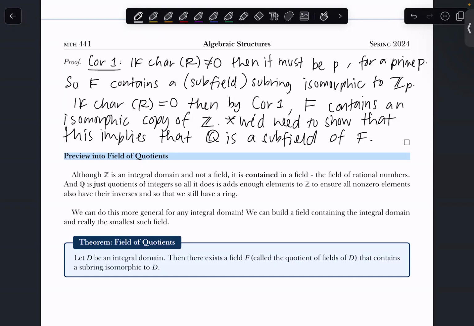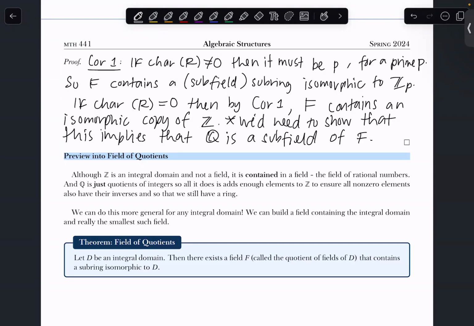Right, but generally we can do this if we have an integral domain. We can build this field of quotients that contains the integral domain, is a field, and it's the smallest field that contains it. Anything else that contains that integral domain and is a field has to include our field of quotients here. So really that's what this theorem is saying. If D is an integral domain, there's some field called the field of quotients of D that contains a subring isomorphic to D. So I can see D as a copy inside of here.